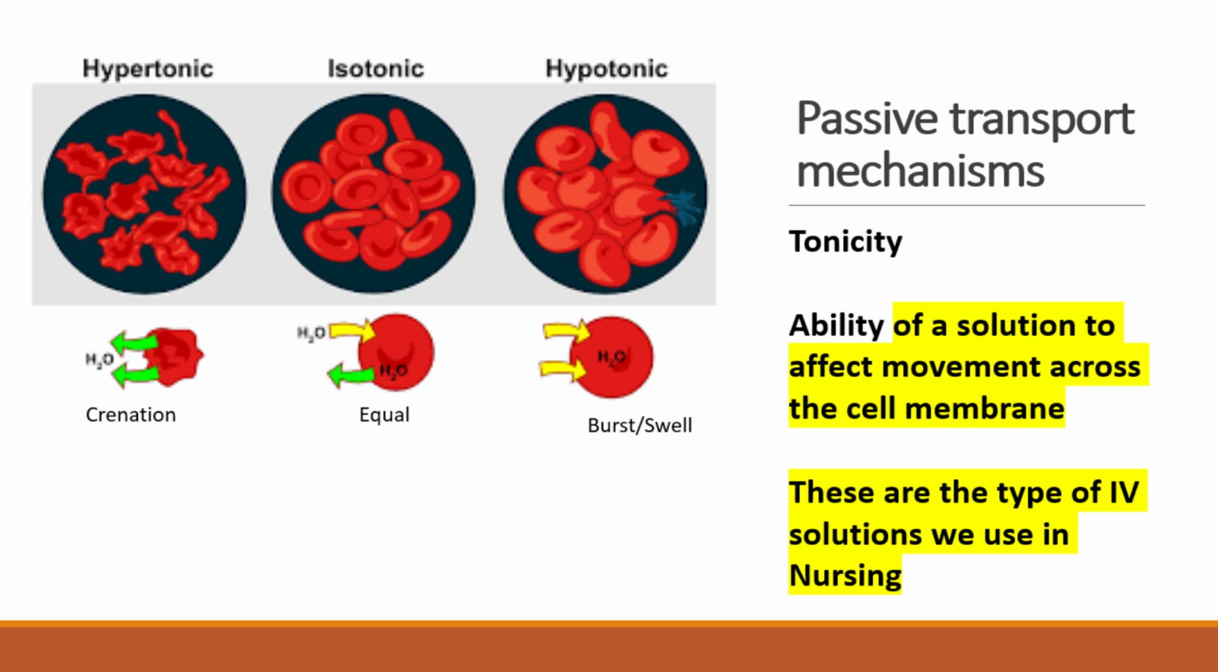Blood is isotonic. Normal saline is isotonic. Hypotonic solutions cause cells to swell and burst or lyse. As a nurse, you will be administering these types of solutions when giving IV therapy.